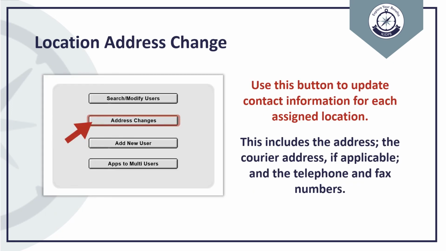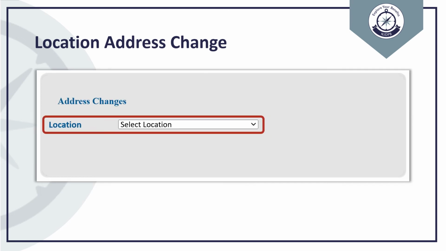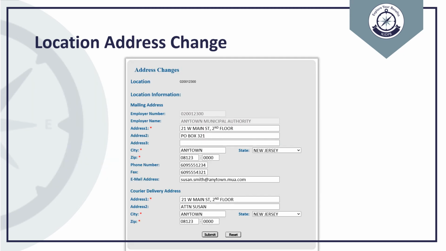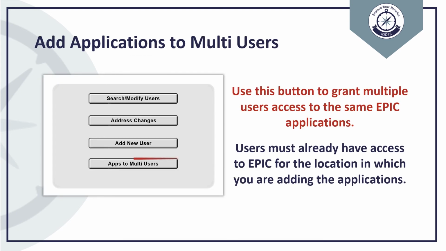The Address Changes button is used to update contact information for each of your assigned location numbers. This includes the address, the courier address if it's different than the physical and/or mailing address, the telephone number, and the fax number. Address changes will need to be made one location number at a time. Select a location number from the menu. When the page loads, change any outdated information, then click the Submit button.